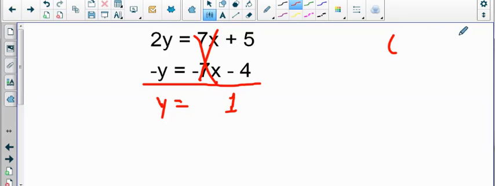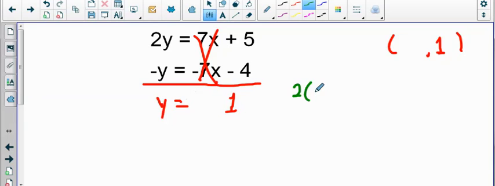And again, I'm just trying to figure out what one of those two values is, and then I can plug it in to find the other value. So I know that the y is 1. All right, so now I can either plug that 1 in here, or I can plug that 1 in here. I'm going to try to avoid the negative, so I'm just going to plug it into the first one. It'll work on either one.